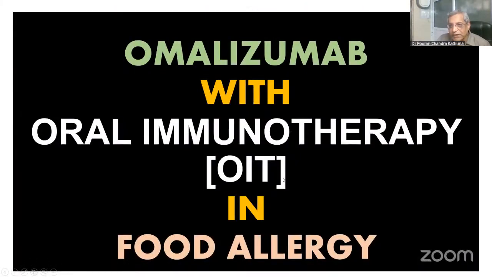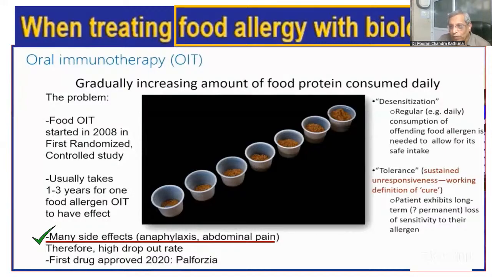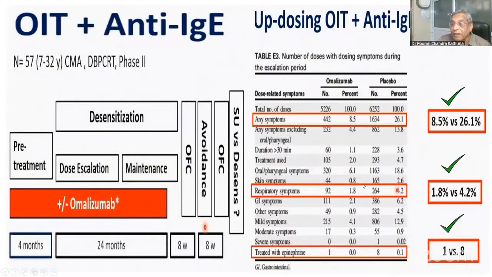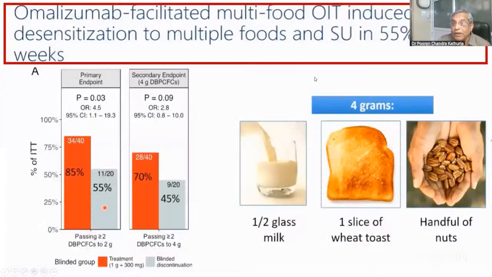In food allergy, recently a lot of work is going on. Initially, the Palforzia tablet for peanut came in the USA, and most of these patients got adverse events during the build-up phase, such as abdominal pain and anaphylaxis. Then a further study found that if you give omalizumab 4 months before starting the food allergens, then tolerance occurs and there are fewer adverse events during the build-up phase of the food allergens.